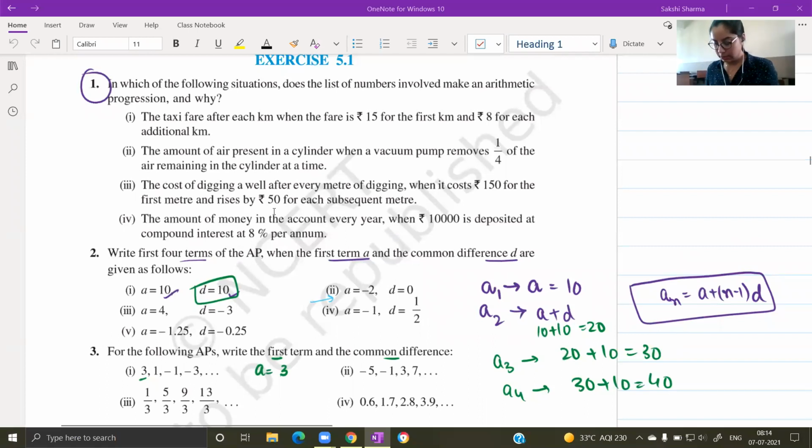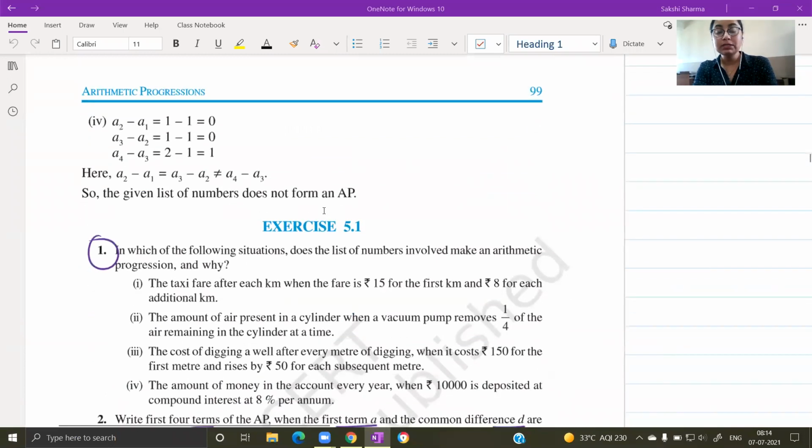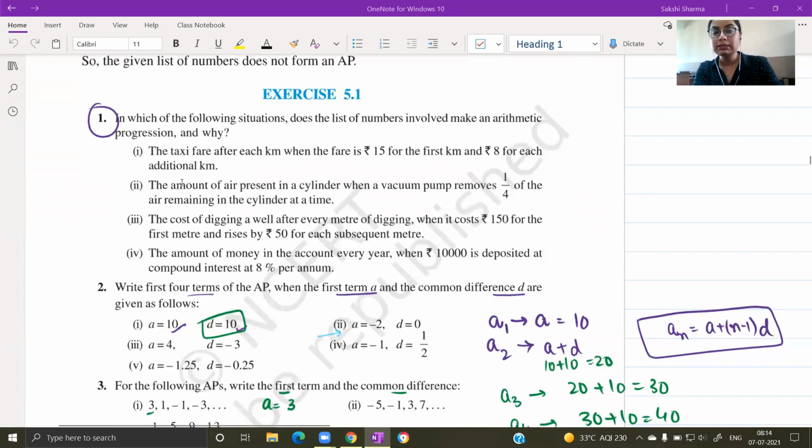Now, let's discuss the first question of the exercise. Question number 1. They have given you some real life situations and you have to see whether or not the numbers will form an arithmetic progression. Page number 99, question number 1. The first situation is the taxi fare after each kilometer when the fare is 15 rupees for the first kilometer and 8 for each additional kilometer.